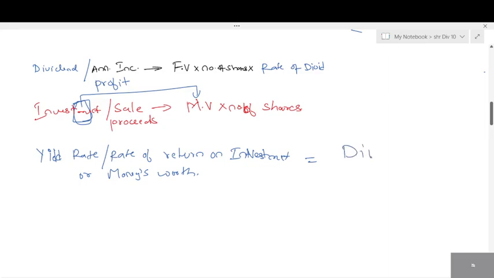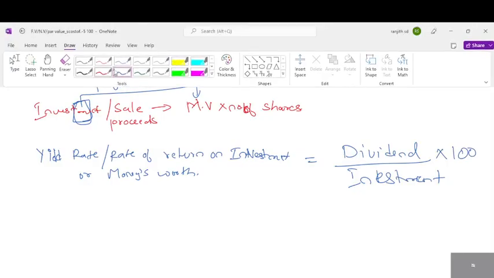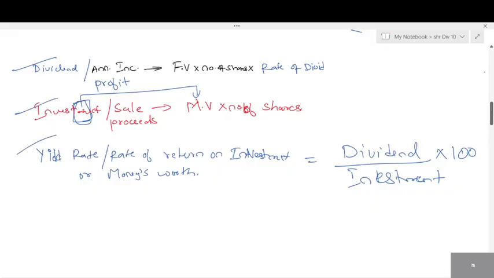Take the dividend, whatever you get as dividend, divided by investment into 100. These three formulas are important. Make a note of this: dividend, investment, yield rate. In that, I've explained what is face value, what you mean by shares, what is rate of dividend, what is market value, how to calculate market value. Then yield rate. Yield rate is nothing but you should definitely have two things: one dividend and the other one investment.